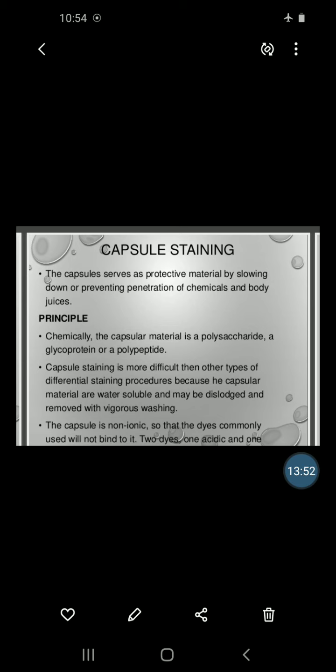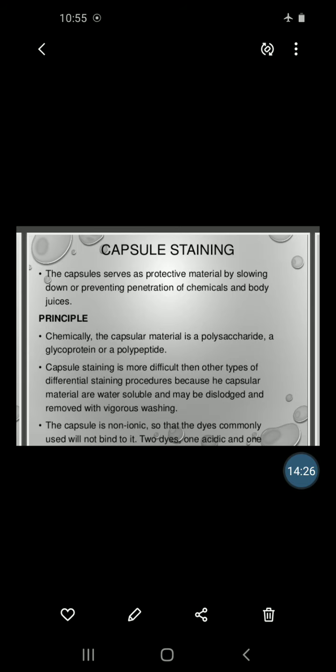Then we will see the capsule staining. So what is capsule staining? The capsule serves as a protective material by slowing down or preventing the penetration of chemicals and body juices. So we will see the principle of this capsule staining.